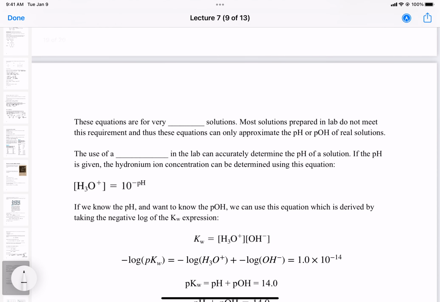Okay. So we can only use these equations for very dilute solutions. So we cannot actually calculate the pH for solutions we make in lab because it won't be accurate. So for these kinds of questions, we could use these equations as an approximate value, but they won't be exactly the pH that we would measure in the lab. So only for very dilute solutions.